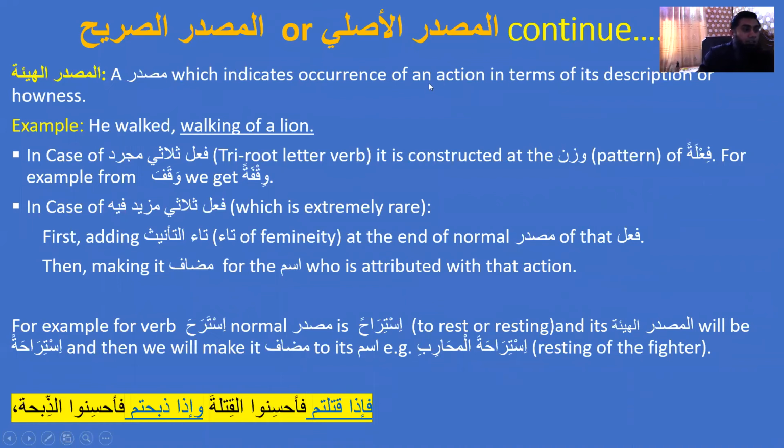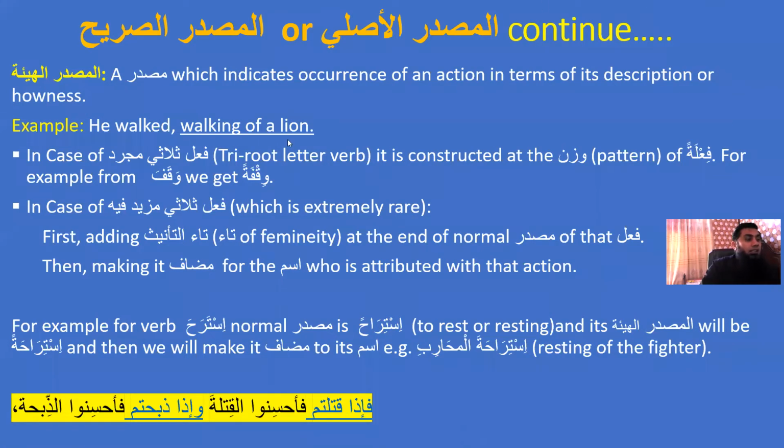So still we are in al-masdar al-asli. Another category of al-masdar al-asli is al-masdar al-hay'ah. Okay. Now what is it, by the way? Simple. A masdar which indicates the occurrence of an action in terms of its description, that is, how something happened. Okay. Or I use this word howness, even though I don't think there is a word in English as howness, but this word is used.